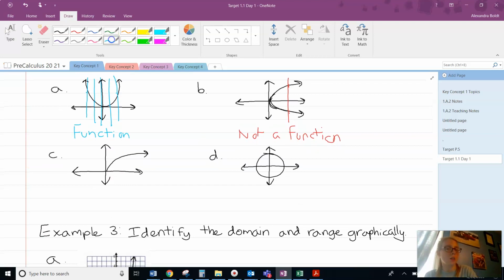Same idea with C, right? No matter where I put a line, I could choose anywhere. All of these are only passing through once. This is a square root function. So that's a function.